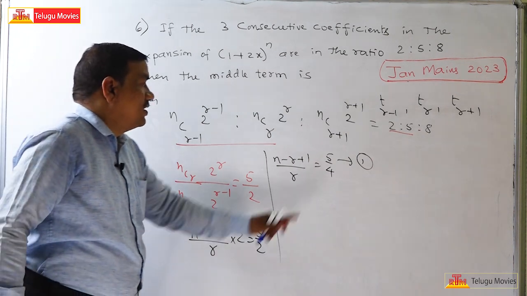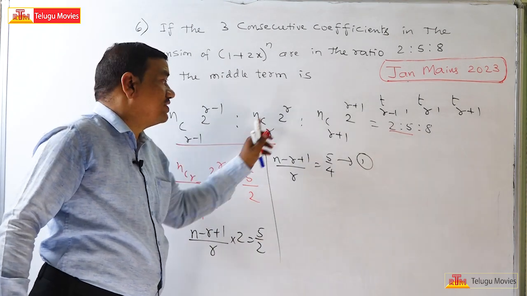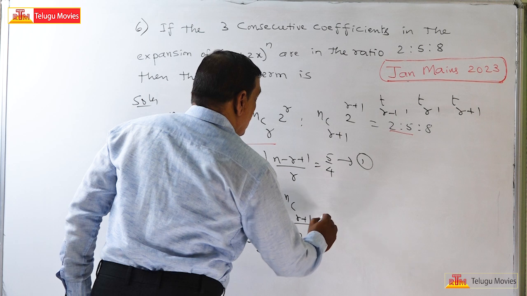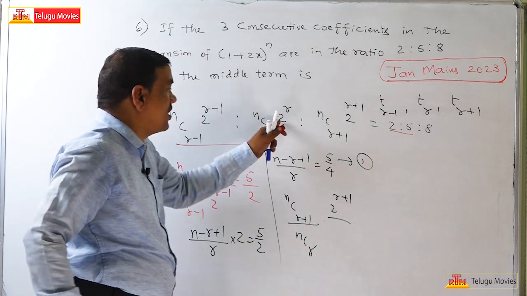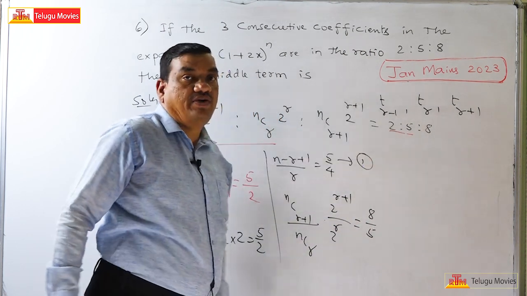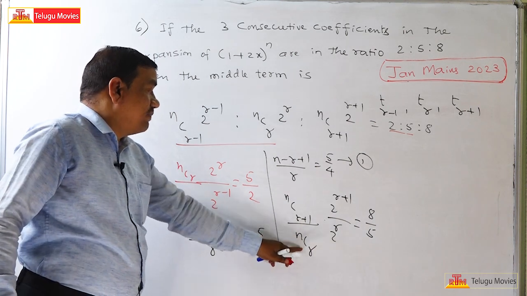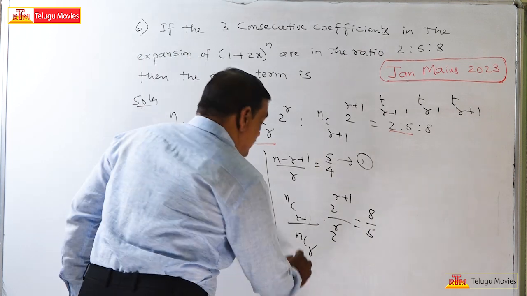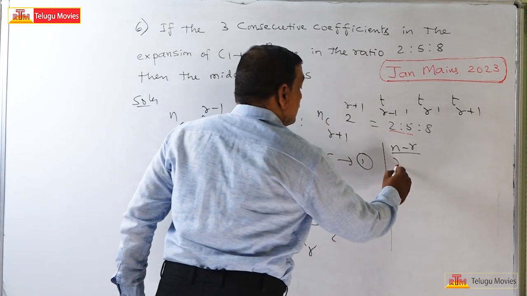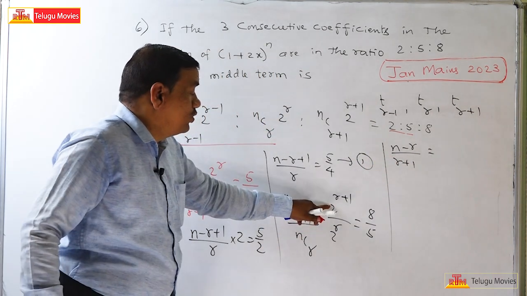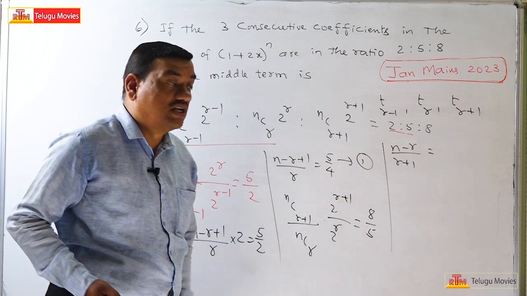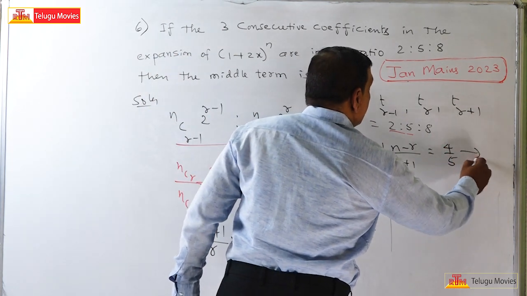Now the third coefficient by the second coefficient: nC(r+1) by nCr, times 2^(r+1) by 2^r, is equal to 8 by 5. Again nC(r+1) by nCr is (n - r) by (r + 1). Here 2^r cancels and 2 remains; 2 ones are 2, 4s are cancelled, so (n - r) by (r + 1) is equal to 4 by 5. Call it the second equation.